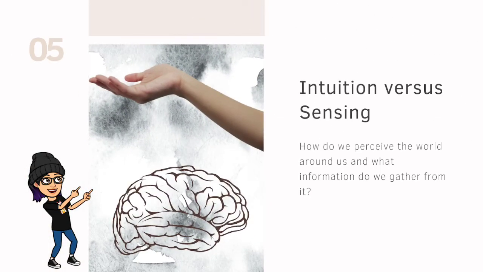The second letter in each type is an N or an S, which are intuition and sensing respectively. The reason why intuition is represented with an N is because introversion is already represented by an I. Without going into too much detail, these letters represent the way you perceive the world around you. And it can be a bit tricky to understand as your perception affects everything you've ever experienced.